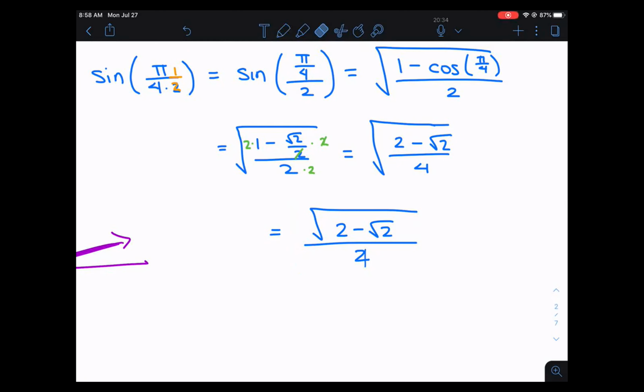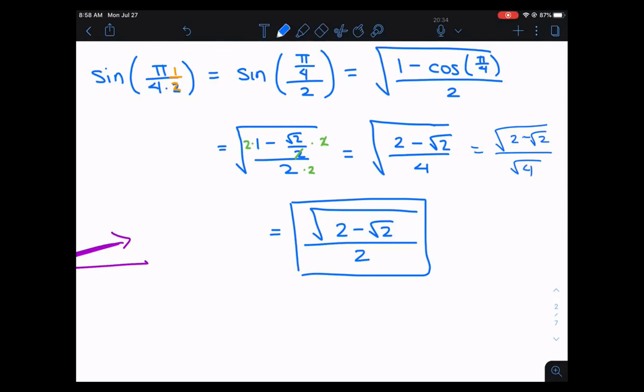So if you simplify, what you guys can do is just rewrite this over each other. Remember that this is just the same thing as taking the square root of 2 minus the square root of 2, all over the square root of 4. Because remember that whenever you have a whole square root, this is taking the square root of the numerator and the square root of the denominator.